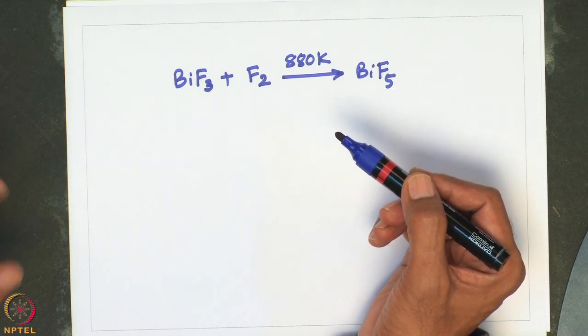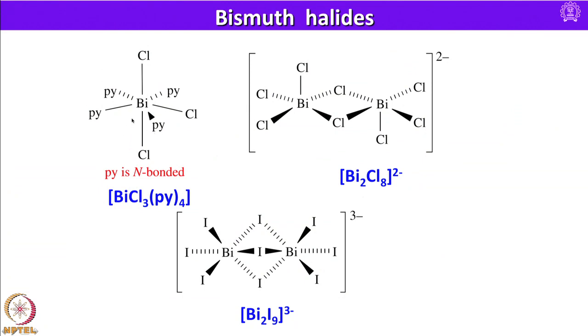Trihalides are essentially Lewis acids, very similar to PCl3 and PF3, and form donor acceptor complexes with a number of ethers and also Lewis bases. For example, you can see here what we have is a tetrapyridyl BiCl3 compound. So, it is a 7 coordinated one. We have 4 pyridyl groups, N is coordinated to bismuth.